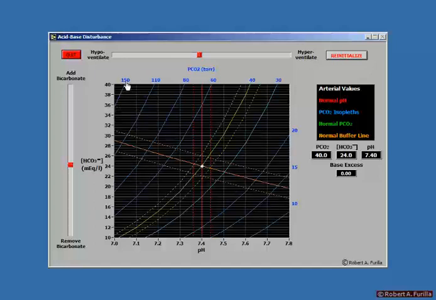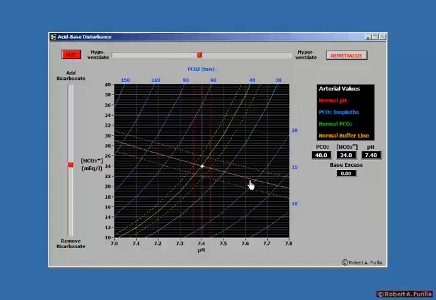Since CO2 is involved here, we need a third dimension. We display that third dimension with these isobars, or isopleths. This is 150, 110, 80, 60, 40, which is the normal, and then down here, 20, 15, down to 10. Normal PCO2 is about 40, a range in here somewhere between 36 and 44. Some people use 35 and 45 as the normal range. And this line right here is called the normal buffer line.